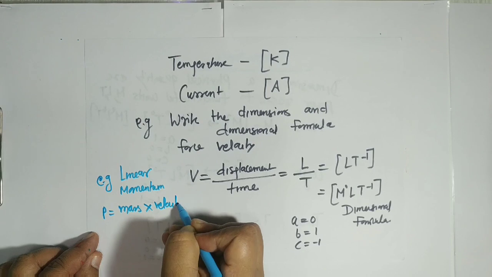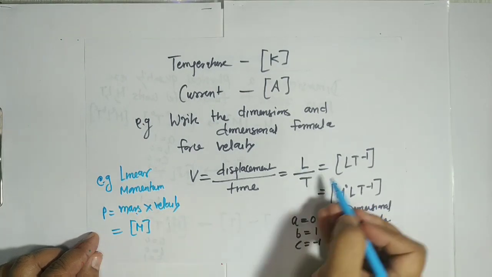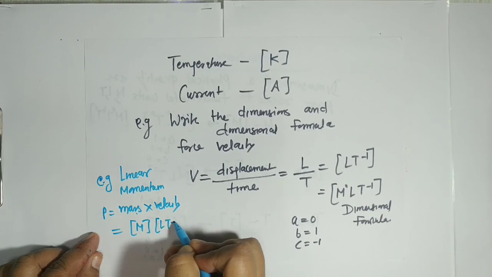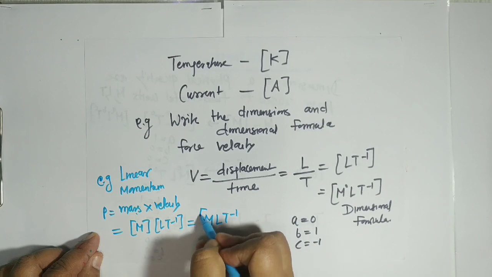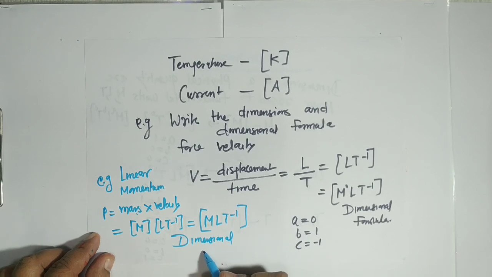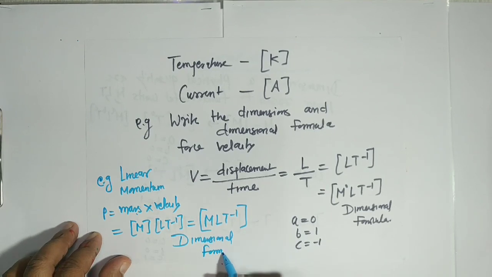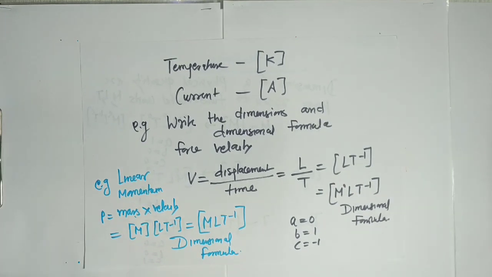Can you tell me what should be the dimension? What will be the dimension of mass? And what is the velocity dimension here? L T minus 1. Can I write the formula here? Yes, M L T minus 1. So this is the dimensional formula for what? Linear momentum. Okay, so in this way, we can know about the dimensions and how we find out the dimensional formula.